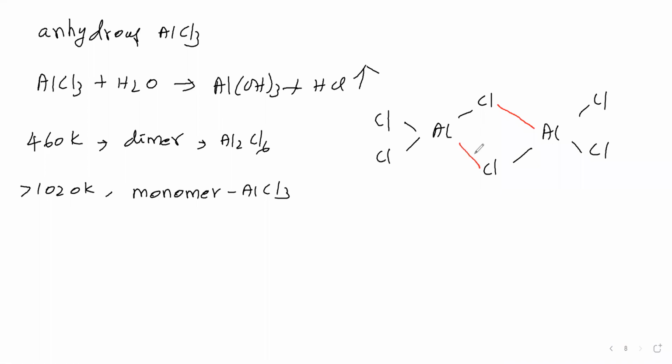Now, how the angles and bond lengths are, we'll see here. This bond length is 206 picometer. This bond length is 221 picometer. Why? Because chlorine is providing electron cloud to this aluminum as well as to this aluminum. Therefore, electron density is less, and bond length is high. Here, chlorine is providing electron cloud to this aluminum only. Therefore, electron density is more, and bond length is low.